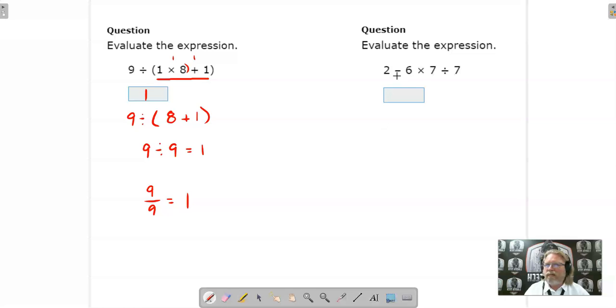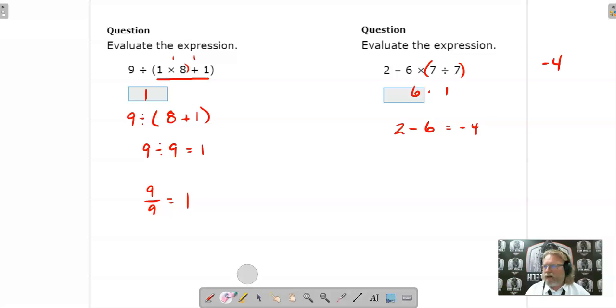On the next one, I have subtraction, multiplication, and division. So going left to right, this is a good one here. Let's say we did the division first. 7 divided by 7 is 1. Then I'd do the multiplication, and I'd end up with 6 times 1, and that would be 6. And then I need my 2 minus 6, and that would give me -4. So if we didn't follow the order of operations, we'd end up with -4.